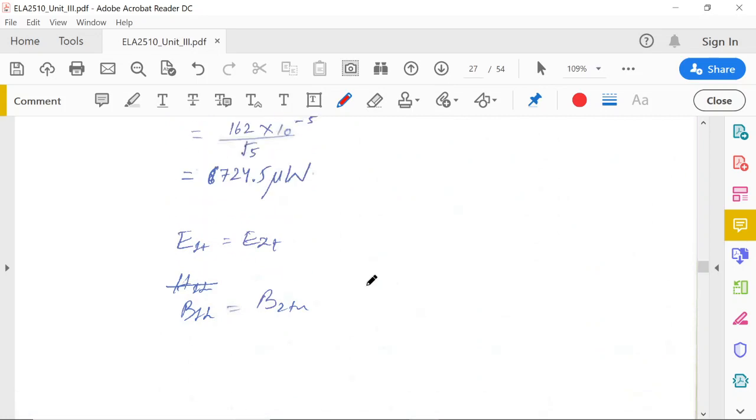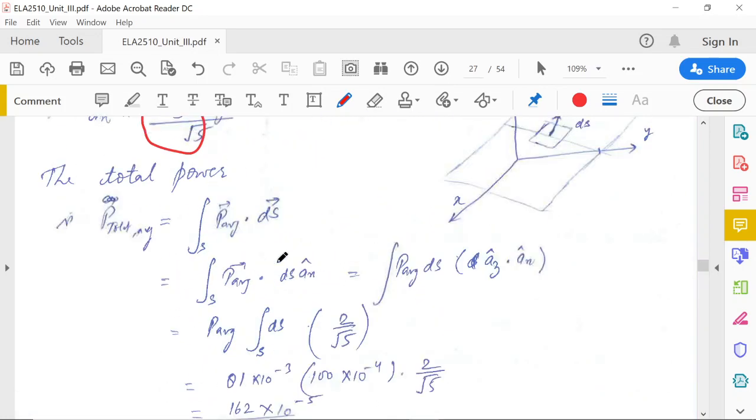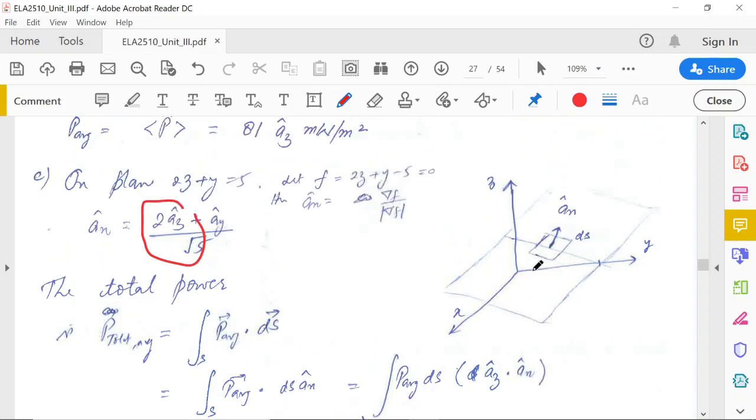So here you can understand the Poynting vector using this problem. The Poynting vector is very important, and it is used to find the power density associated with the electric and the magnetic fields, or associated with the waves.